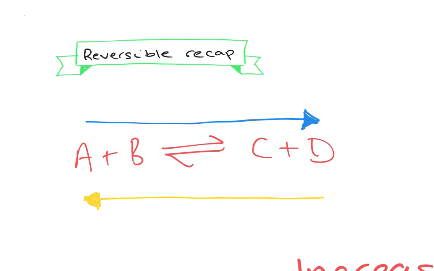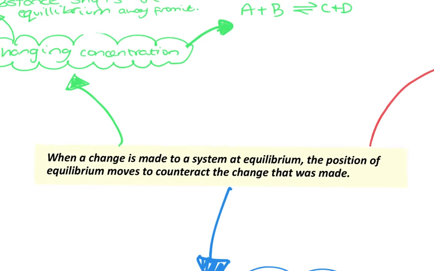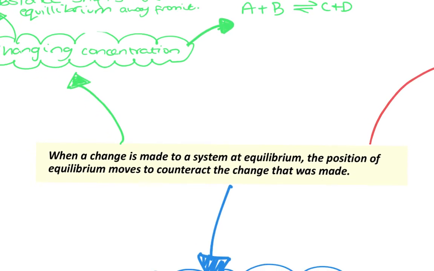Well, what we do is we use Le Chatelier's principle, which is very simply, when a change is made to a system at equilibrium, the position of the equilibrium will move to counteract the change that was made. So, for example, if you were to change something, the equilibrium is going to try and shift to bring it back to that equilibrium level to get it back in balance. So let's look at the three things that we need to look at when we talk about Le Chatelier's principle.